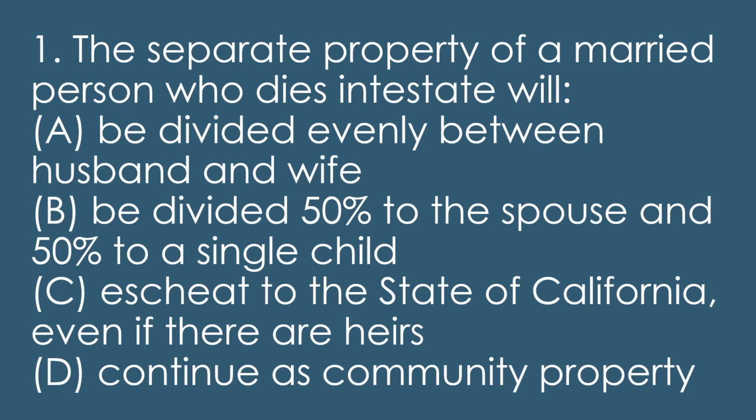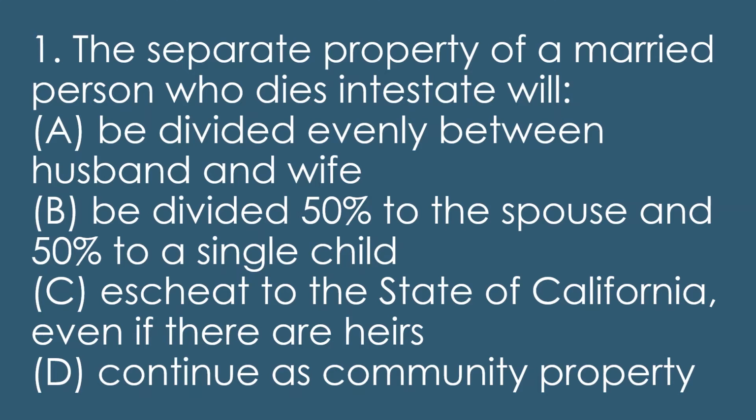Well, we can automatically get rid of C and D because it's separate property, it's not community property, that doesn't apply. Escheat to the state of California. Well, remember, escheat to the state of California is if you die without a will and without heirs. So then it would go to the state of California. And there are heirs, so that wouldn't really apply.